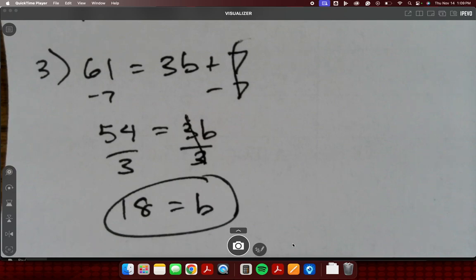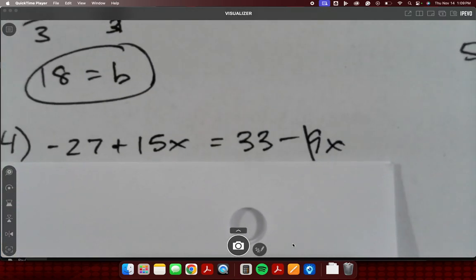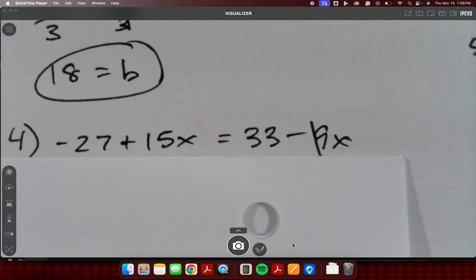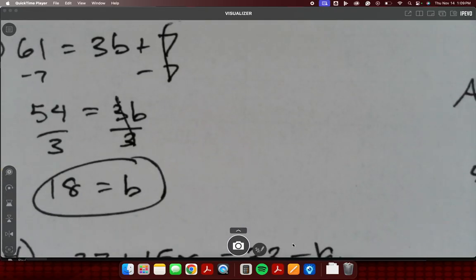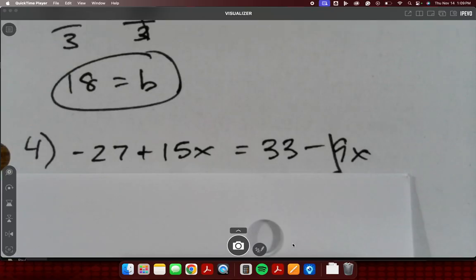Okay, and number 4. This is one where we have variables on both sides of the equation. So on this first one, we only had a variable on the right side of the equation. Number 4, we have a variable on the left side and on the right side.